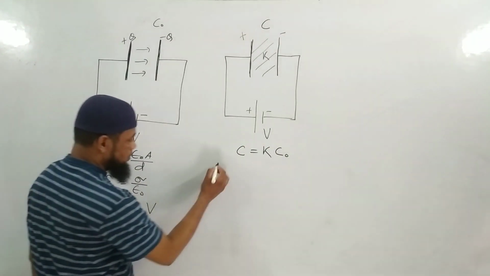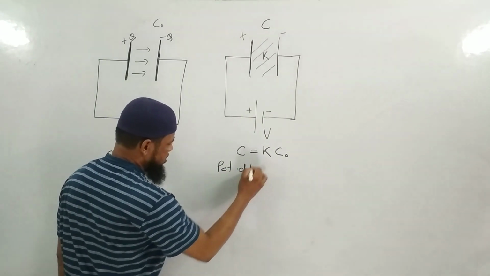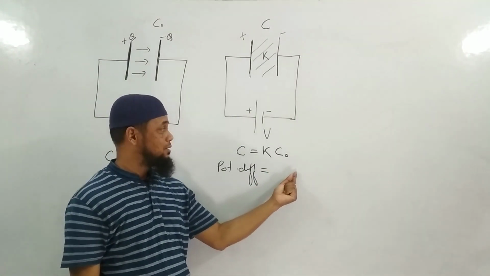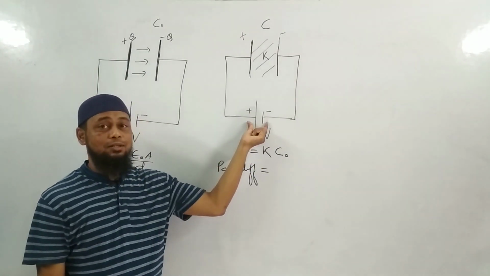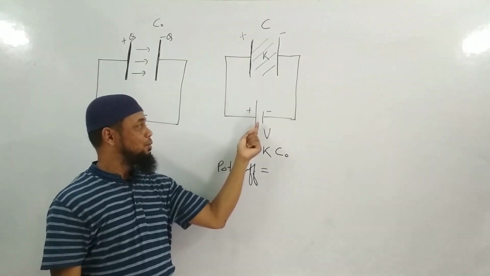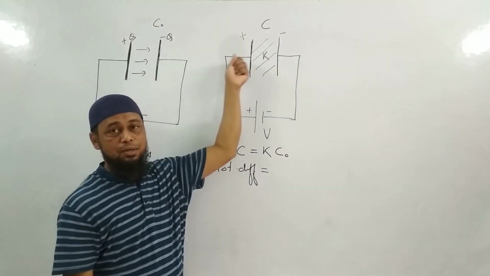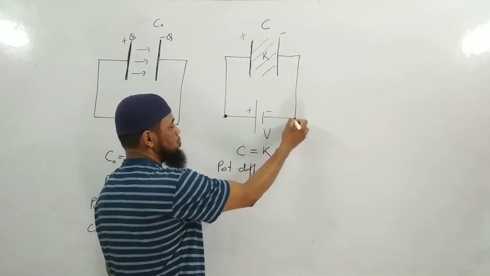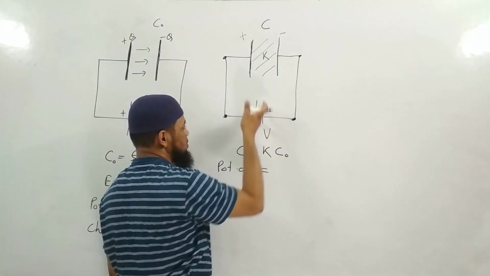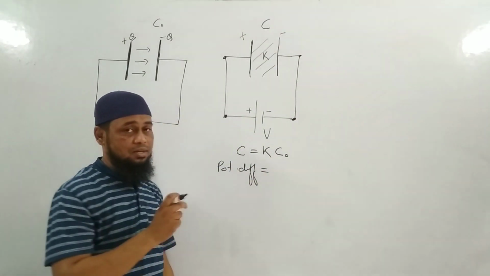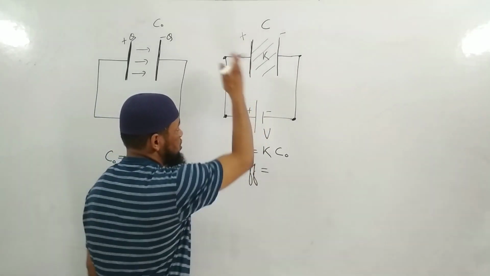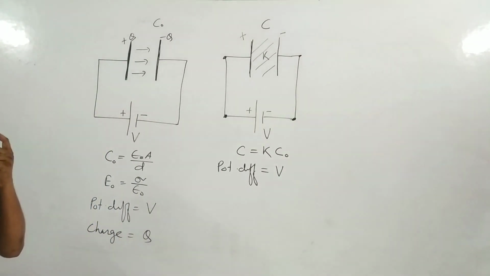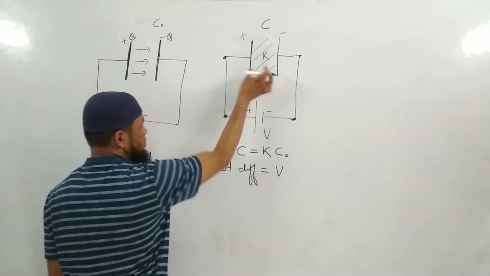What will happen to the potential now? Potential difference initially is V. Now how much will it become? K times V? Oh no, sorry, the same battery is connected. We are not changing the battery. Since we are not changing the battery, the potential drop across the capacitor cannot change, because the potential difference between these two points is V. That is, the potential drop across the capacitor is V. So since the battery is still in contact, the potential difference between the two plates will become V.